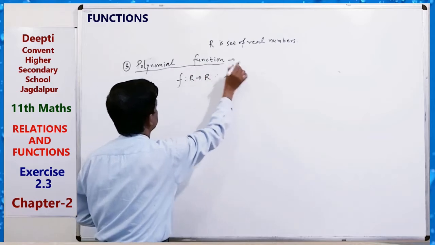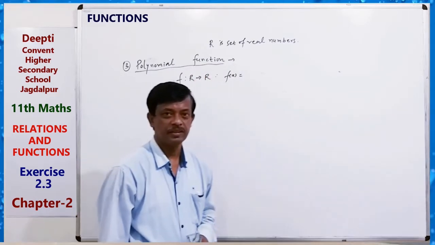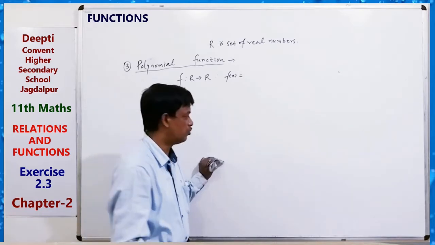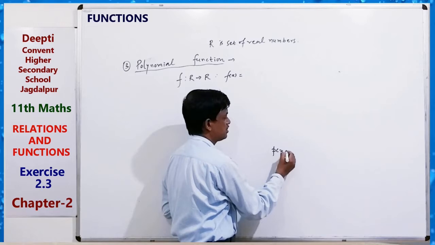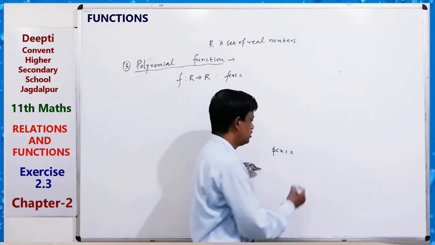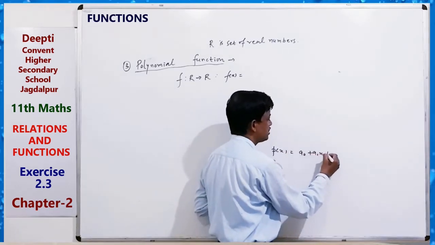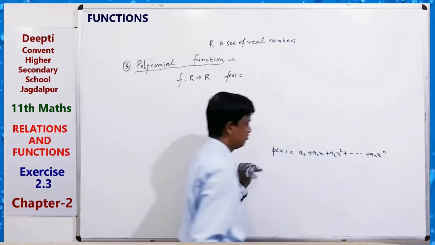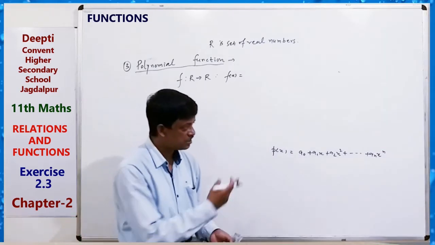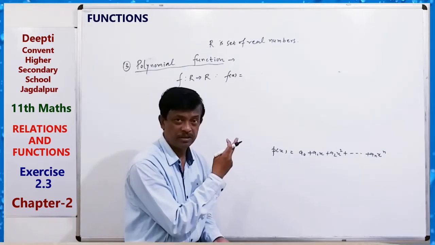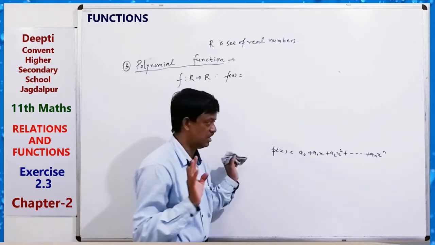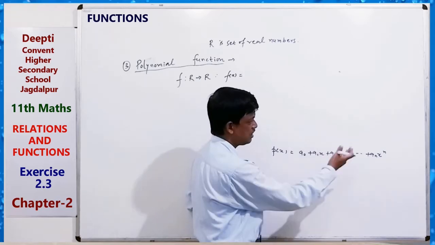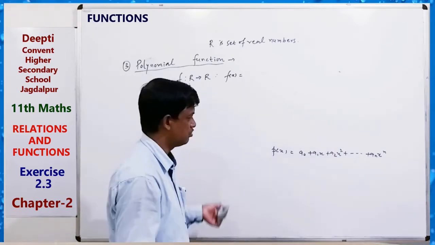Polynomial function means f(x) may be any polynomial. So an n degree polynomial, f(x), just like p(x). We know about polynomials: a0 + a1x + a2x square plus, and up to an x to the power n. This is a polynomial of degree n. N is a non-negative integer, positive integers n. So for polynomial p(x), n may be 1, 2, 3, 4, 5, 6 and so on, anything.